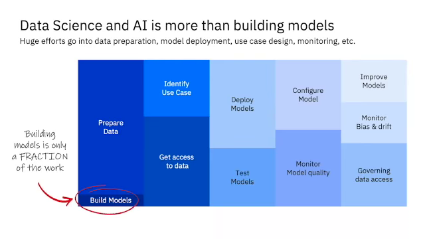Now, when we look at data science, we often talk about building models, and that takes up a lot of the discussion. We talk a lot about models for churn analysis or predictions, and those are really important, but they are only a fraction of the total work it takes to make a solution effective.